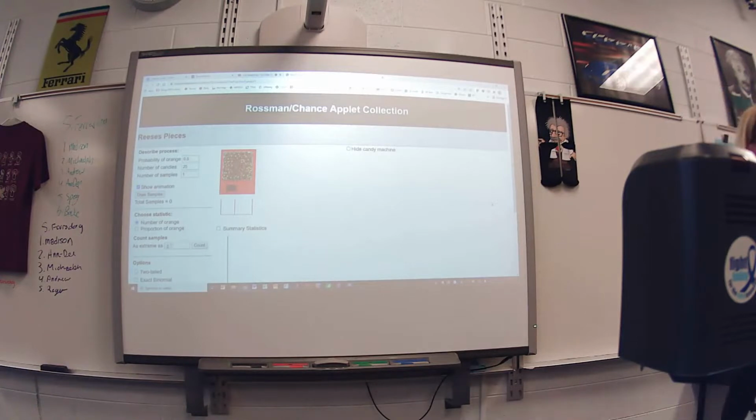We are going to consider just the proportion of orange, which, by the way, would be a binomial setting, because if you've got a bag of Reese's Pieces, either the candy you pick is orange or it's not orange. They're saying that 50% are orange, so 50% are not. And every time I pick a new candy, it's independent of another. We're in a binomial setting.